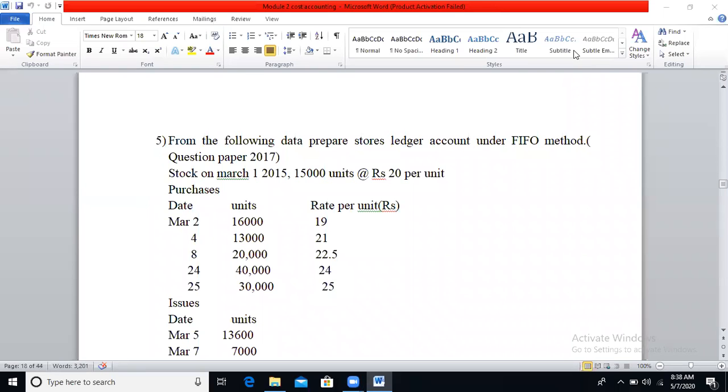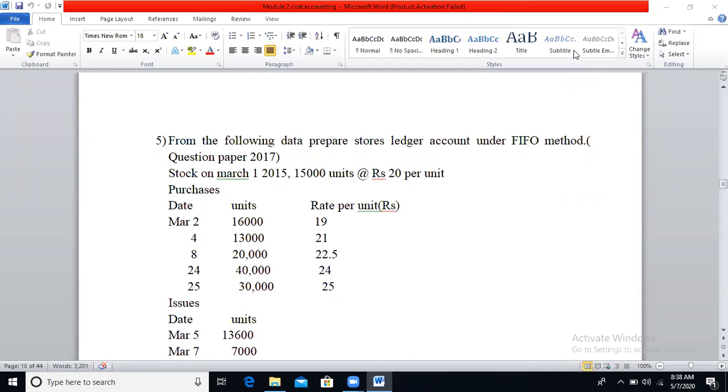Good morning. Let's see the next problem. From the following data, prepare stores ledger account under FIFO method. This is a question paper problem, Question paper 2017, 14 marks question. They have given the following information.